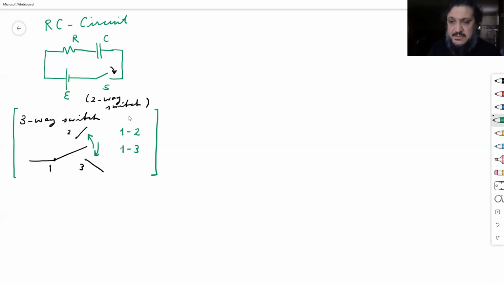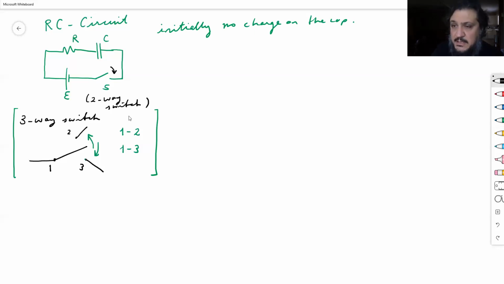So let's say we have a simple on-off switch in our circuit. And initially, there is no charge. Initially, the capacitor plates are neutral. Initially, no charge on the capacitor. Okay, that's when the switch is open.